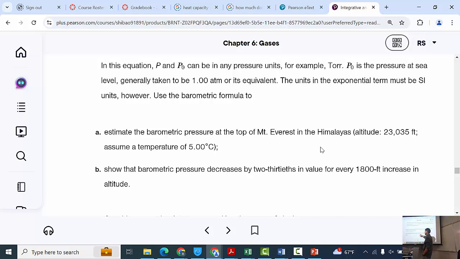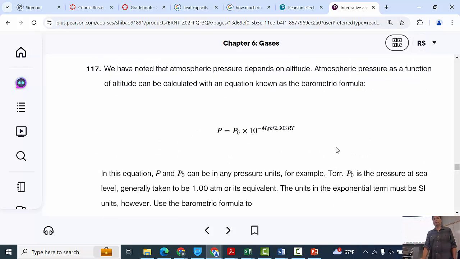Part B: show the barometric pressure decreases by 2/30ths in value for every 1,800 foot increase in altitude. This is a formula the mountaineers would know, the people who really rely on how much oxygen is going to be there. But what we can see is that the density does not decrease linearly. If the density decreased linearly with altitude, then we could use a very simple algebraic equation to calculate the pressure. It's a non-linear thing. It goes as a power function there.